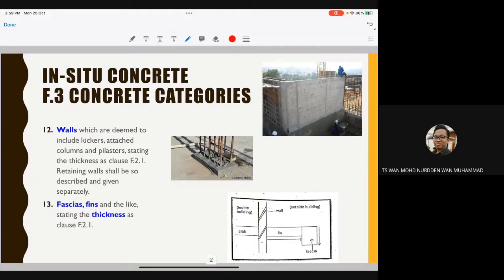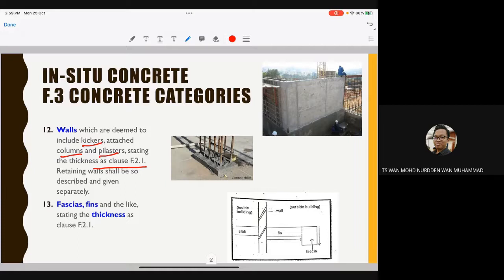12. Walls which are deemed to include kickers, attached column and pilasters, stating the thickness as clause F.2.1. Maksudnya kalau kita discuss pasal wall, concrete wall ni, kita kena mention dalam kita punya description, kita punya thickness lah. So macam nak tulis dalam description untuk dia punya thickness, mengikut clause F.2.1 tadi. And okay, F.2.1 is about thickness, whether it is not exceeding 100 to 150, 150 to 300 and exceeding 300.